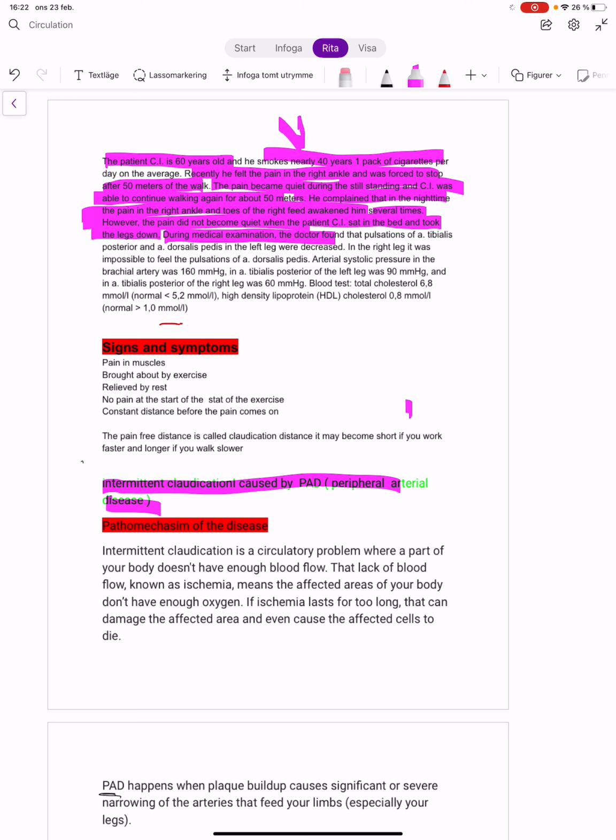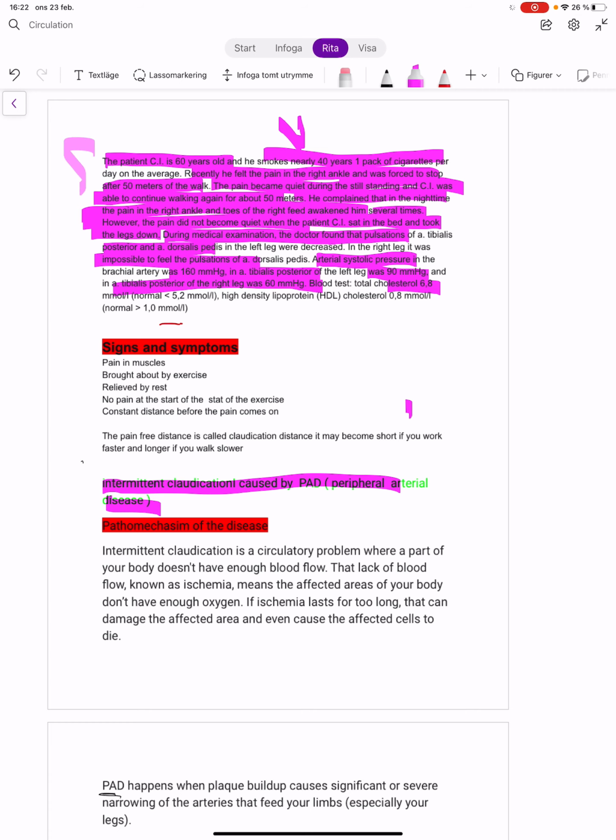During medical examination, the doctor found that there was no pulse location in the tibialis posterior and the dorsalis pedis of the left leg. Now, in the right leg, it was impossible to feel the pulse location. The arterial systolic pressure in the brachial artery was around 160, and the tibialis posterior of the left leg was around 90 millimeters of mercury, and the tibialis was around 60 millimeters of mercury. Blood tests revealed high cholesterol levels.